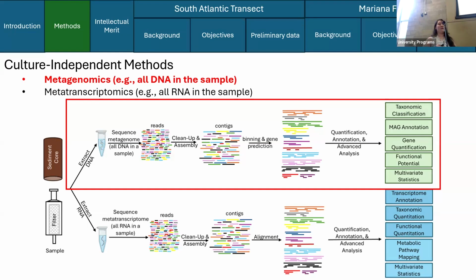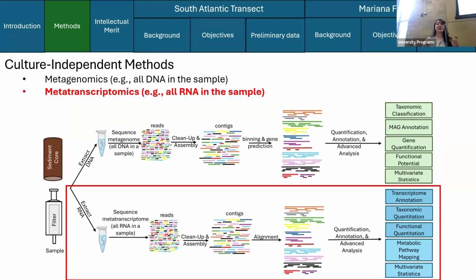And so we start off with our sample, which in my case is either a sediment core or a filter that has had fluid filtered through it. We extract the DNA and sequence that. And after some bioinformatics, we can clean and assemble and bin those sequences. And from that, we can look at taxonomic classification. We can look at gene quantification and the potential function of those organisms, and we do some statistical analyses with our environmental parameters to look at significant changes based on environmental contributors.